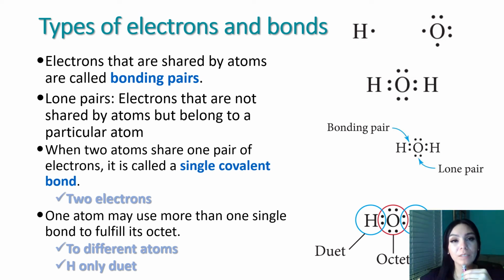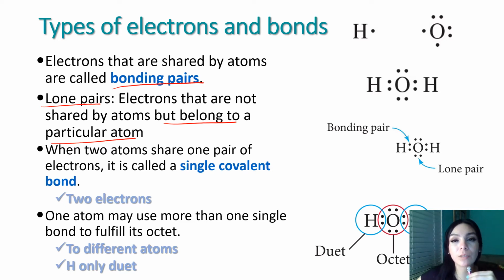So we have several different types of electrons and bonds that we need to describe before we start drawing Lewis structures. We have electrons that are shared by atoms that we can call bonding pairs. We have electrons that are not shared that belong to one particular atom that we call lone pairs. And then we have different types of bonds.